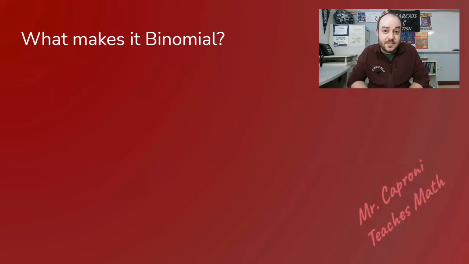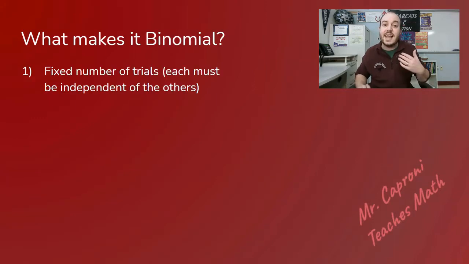So there are tons of different probability experiments that you could be doing. What makes one a binomial distribution? Well, a binomial distribution has 4 things in common every time. First off, it has to have a fixed number of trials, and each one of those trials has to be independent of each other. So what would that mean in context of this situation we were talking about earlier?